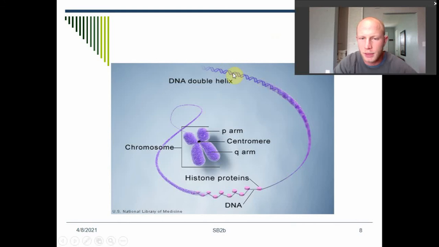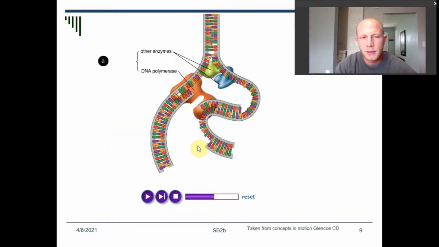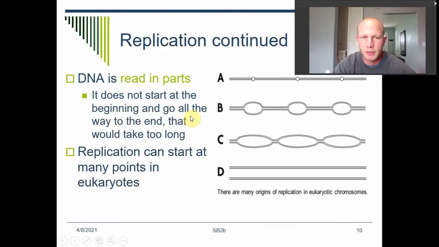We have this DNA here that's wound up, and we can wind it up super duper tight into a chromosome. All right, and so this is just another picture of how DNA is being replicated. DNA is not all replicated. It doesn't start at the very beginning of the DNA strand and then replicate the entire thing. That's not how it works. It actually starts at different points along the DNA. That's not super important to you guys, so we'll just keep on moving.